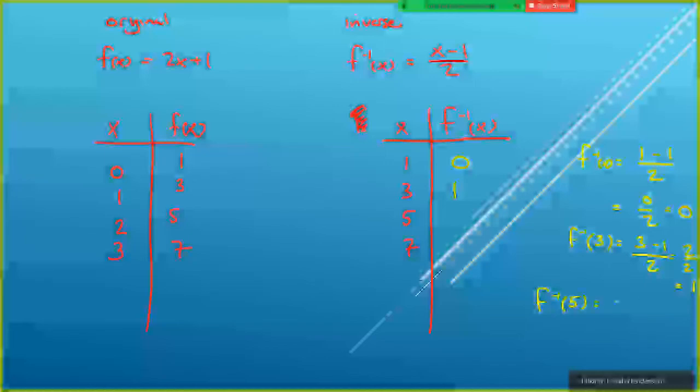Now let's plug in 5. 5 minus 1 over 2. 5 minus 1 is 4. 4 over 2 is 2. Cool. It's working. It's always giving us the original domain number when we plug in that original range number. Let's try the 7 just to see it. f inverse of 7, 7 minus 1 over 2, 6 over 2, and that's 3. Okay, sorry that's kind of cramped for my work on the right.